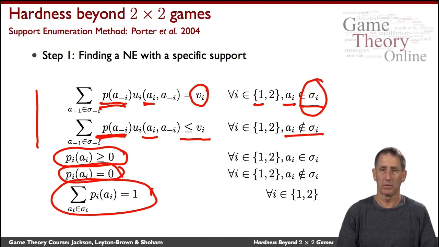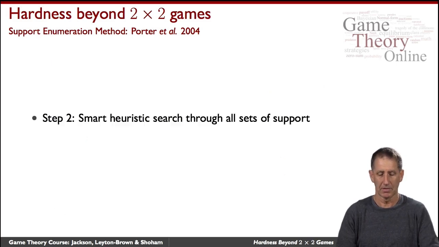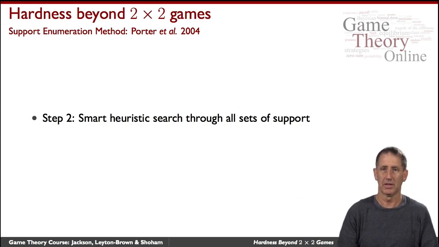So now we know that when we fix the support, we can solve the question efficiently. The fly in the ointment is the fact that there's an exponential number of supports to explore. And this is the second part. We need to now start exploring the set of supports.